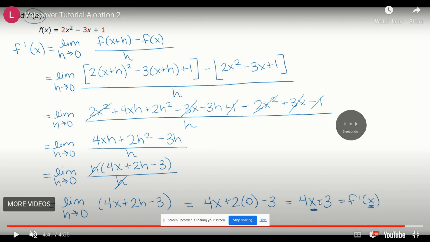This is not the answer to the problem, though. This is just f prime of x. It's trying for us to find f prime of a. And the simple thing to do for this is you just substitute a instead of x. And that makes it 4a minus 3.